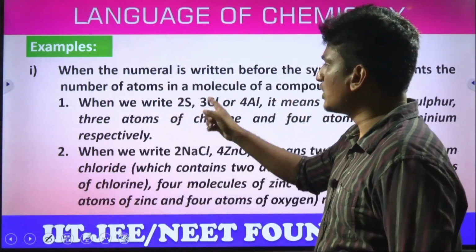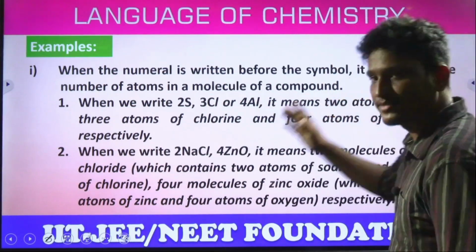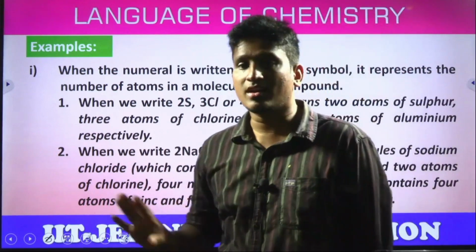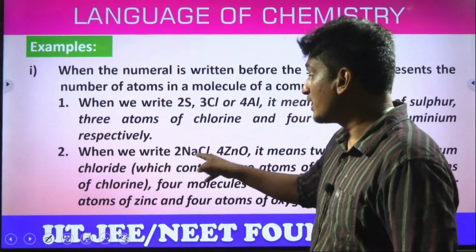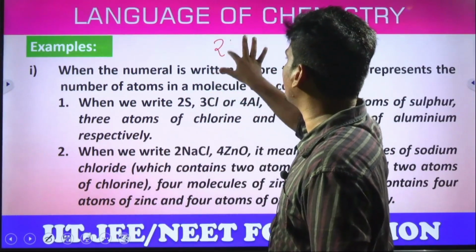So when we write 2S, 3Cl or 4Al, it means 2 atoms of sulfur, 3 atoms of chlorine, 4 atoms of aluminum. That's it. Not in a molecule. Why? Because they are not molecules. Yes or no? When we write 2NaCl, now answer, what does it mean? What's the meaning of 2NaCl?